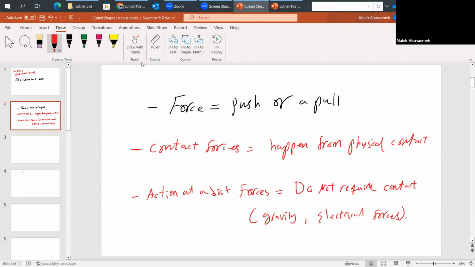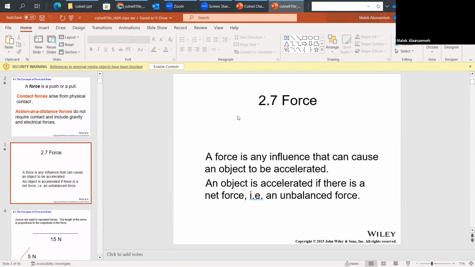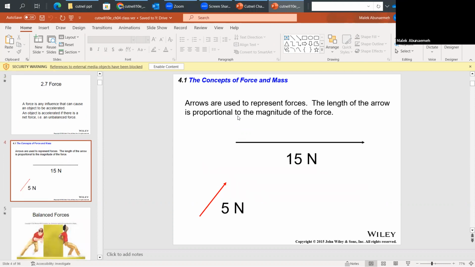Now, talking about forces, let's go ahead and open up our little PowerPoint. So force is a push and a pull. Contact forces arise from physical contact. Action at a distance forces do not require contact and include gravity and electrical forces. Now, the force itself is any influence that can cause an object to be accelerated. How can an object be accelerated? If there is a net force on it, or unbalanced forces on it. Now, because direction matters, arrows are used to represent forces. They are vectors. The length of the arrow is proportional to the magnitude of the force.